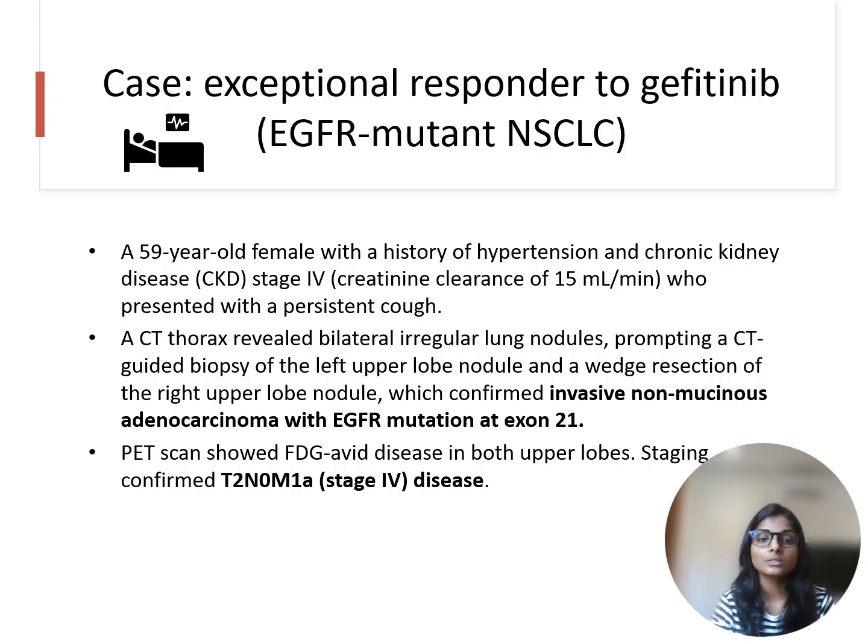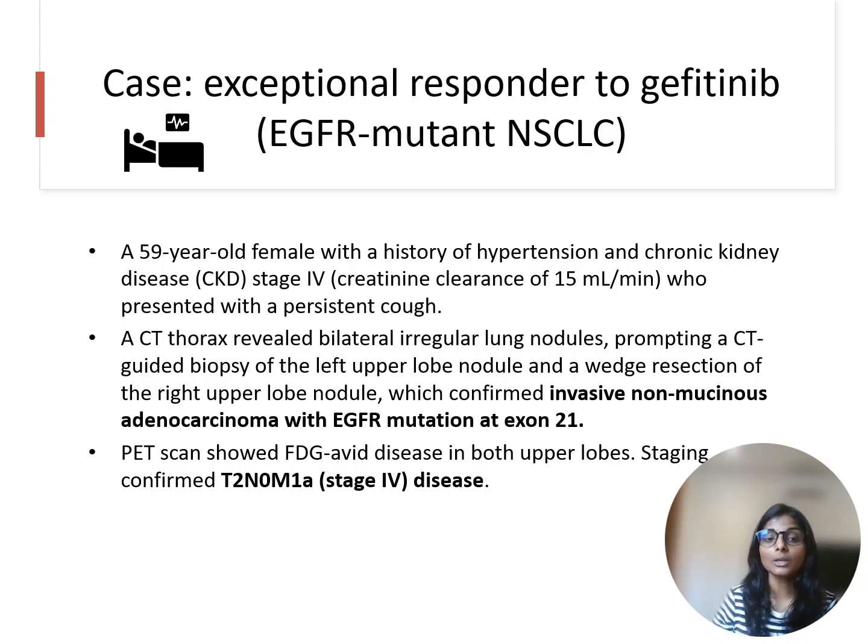When she came to us, she already had a CT thorax done at the primary center, which revealed bilateral irregular lung nodules. So a CT-guided biopsy of the left upper lobe nodule was done, and a wedge resection of the right upper lobe nodule was done. Both of these confirmed invasive non-mucinous adenocarcinoma with an EGFR mutation at exon 21, which is one of the most common mutations seen in adenocarcinoma of the lung.